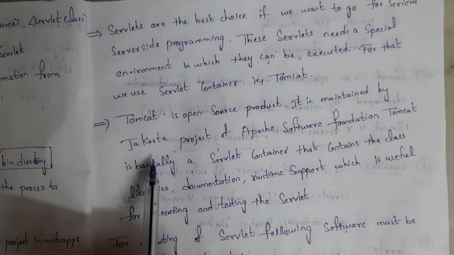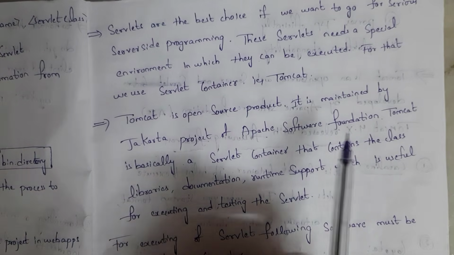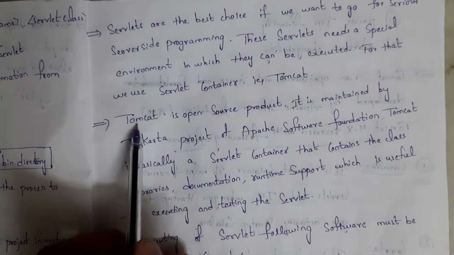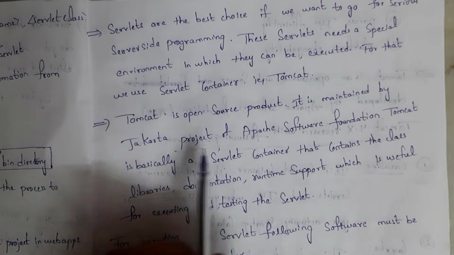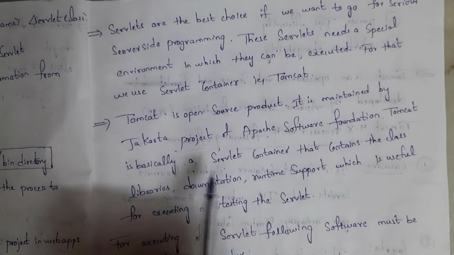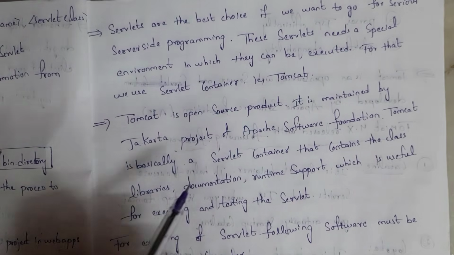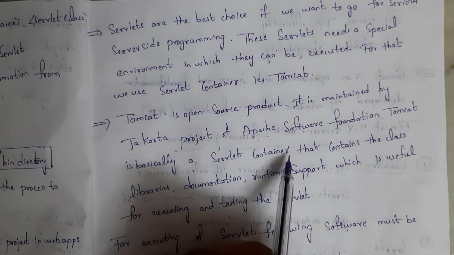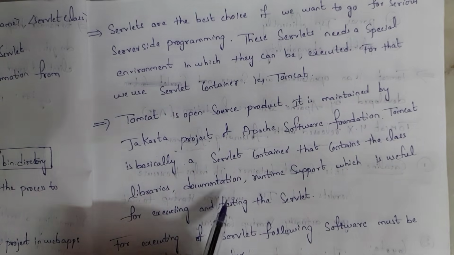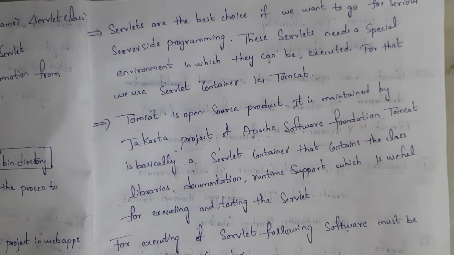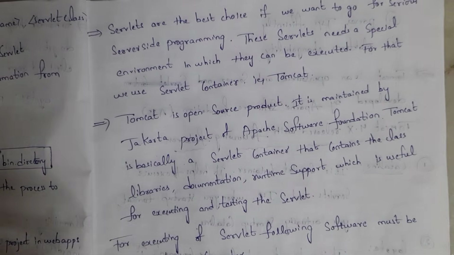It is maintained by the Jakarta project of the Apache Software Foundation. The Tomcat server is developed by the Apache group, and it is maintained by the Jakarta project. Tomcat is basically a servlet container. As I already said before, Tomcat is a servlet container that contains information like classes, libraries, documentation, and runtime support. These are the things that the Tomcat server contains. And by using this, we can execute servlets, and also we can test servlets.